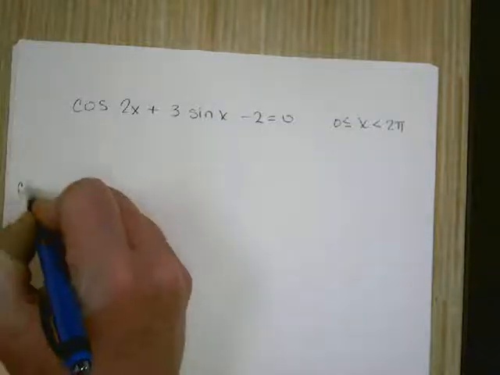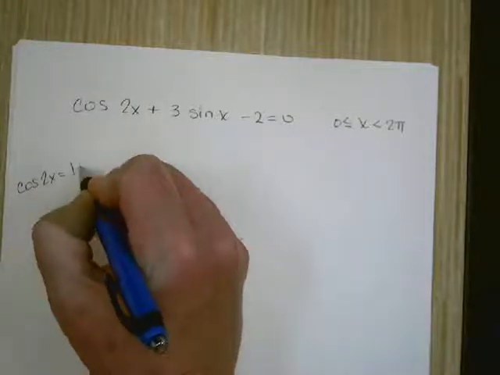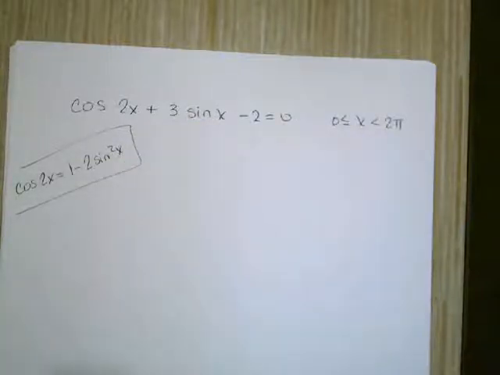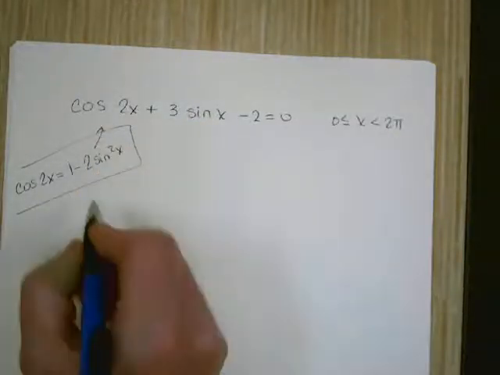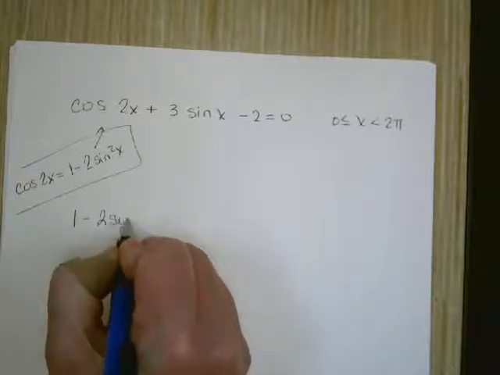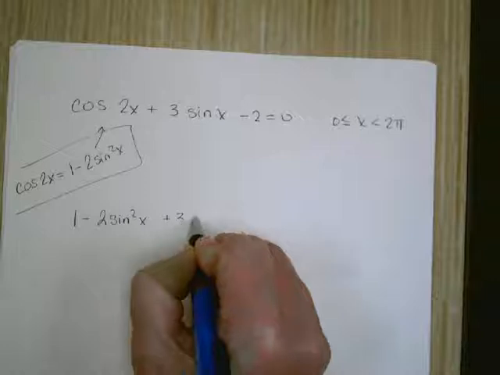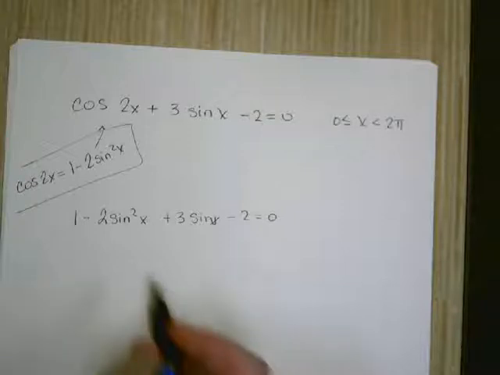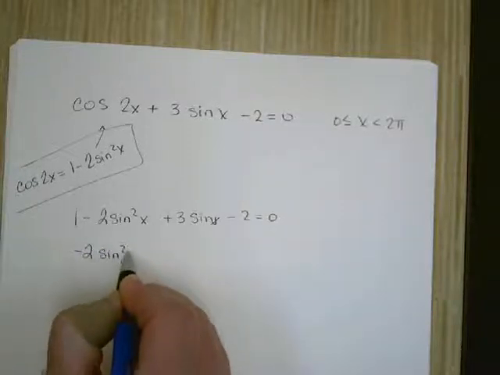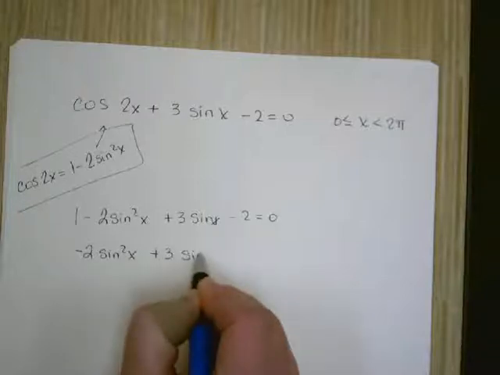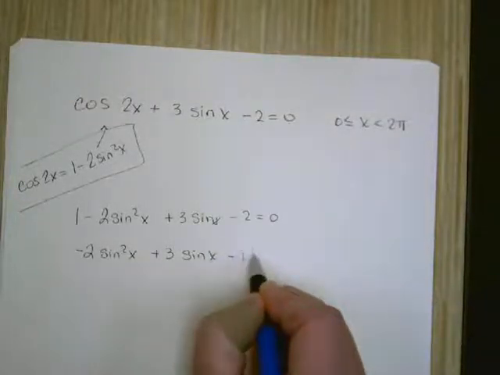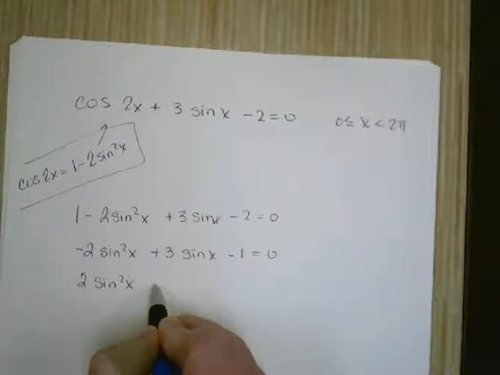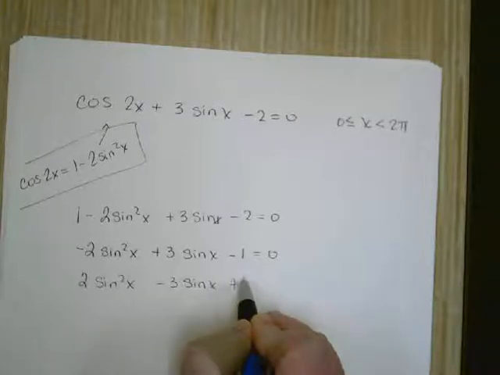Remember that cosine of 2x equals 1 minus 2 sine squared x. That's an identity that we're going to use in this problem. So we're going to put that in place of cosine 2x. 1 minus 2 sine squared x plus 3 sine x minus 2 is equal to 0. I'm going to clean it up. Negative 2 sine squared x plus 3 sine x minus 1 is 0. Multiply through by negative 1: 2 sine squared x minus 3 sine x plus 1 is 0.